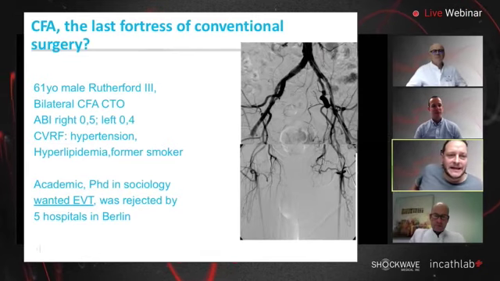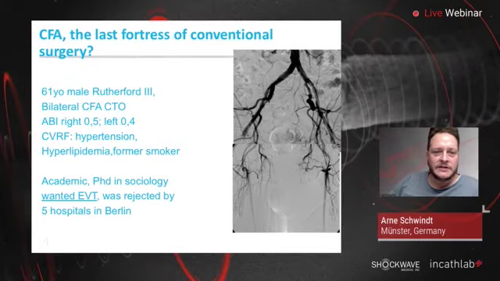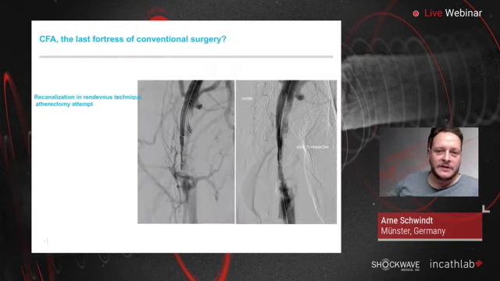Perfect. So this is a case of a bit of a problematic patient, a 61-year-old male academic with severe claudication and bilateral common femoral artery CTO. However, he was very busy in his job and did not want open surgery, and he asked about 5 clinics in Berlin for EVT, but because of the severe calcium, he was refused and made his trip to Münster. And I just said, okay, we can try. We have new technology available. I can promise nothing. So what we did is first we treated the right side.